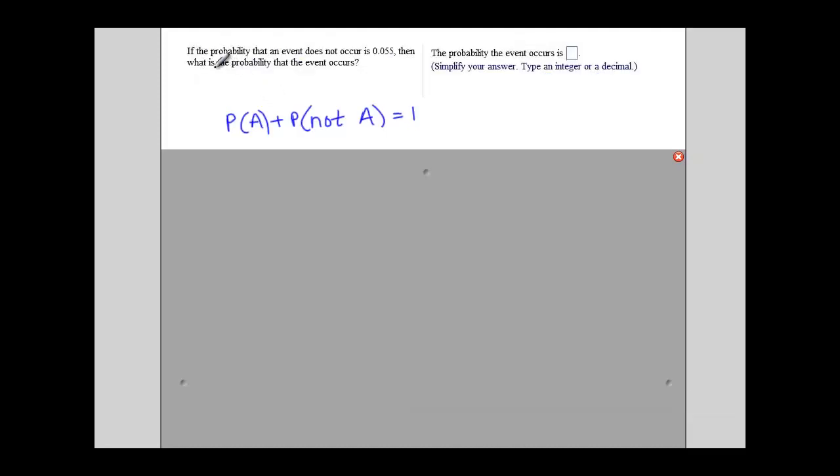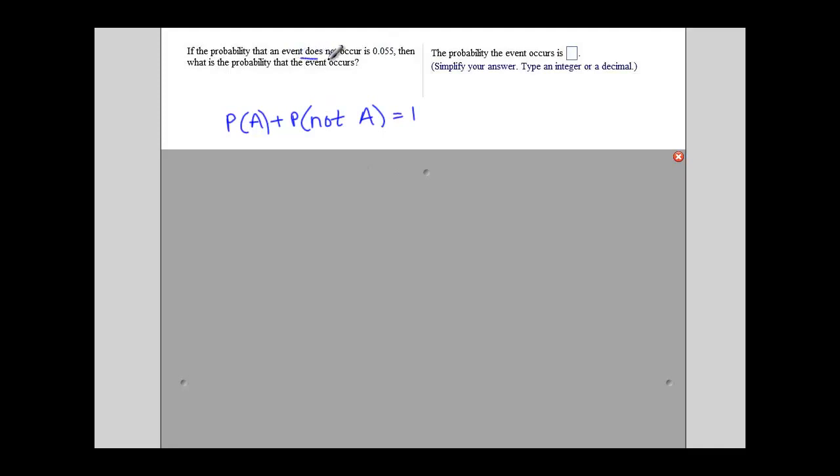In the next problem, we're given that the probability that an event does not occur is 0.055. What is the probability that the event occurs? We'll use the fact that the probability of A plus the probability of not A is equal to 1. We're going to fill in what we know.